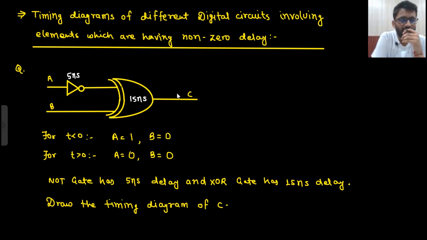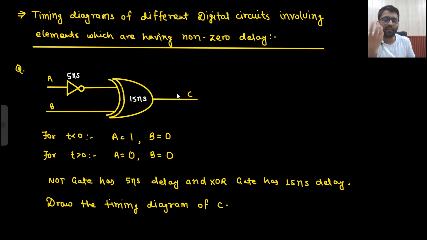So now let's see the concept of delay. Very important concept. So you have to draw the timing diagram of different digital circuits involving the elements which are having non-zero delay. So here an inverter is there which is having 5 nanosecond delay, and your XOR gate is there which is having 15 nanosecond delay. For t less than 0, A was 1 and B was 0, and for t greater than 0, A is 0 and B is 0. So basically A is going from 1 to 0 and B is remaining at 0 only.